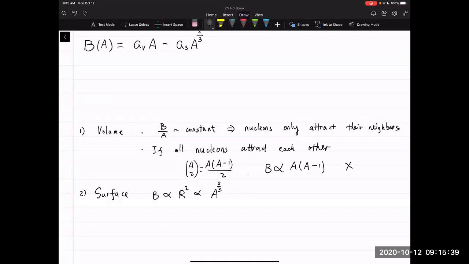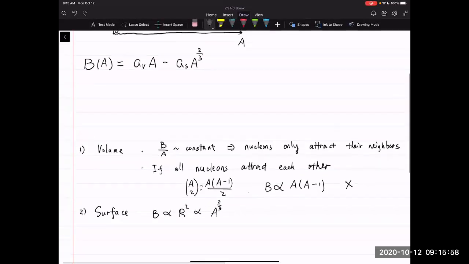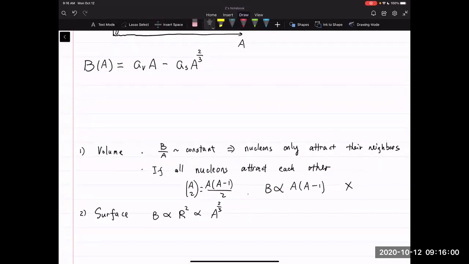So if you want to put more nucleons to the surface of a nucleus, then this nucleon doesn't interact with all of the surrounding nucleons, because outside the surface there's nothing. So I have to take that much amount of energy away. Okay, so that is the surface term.